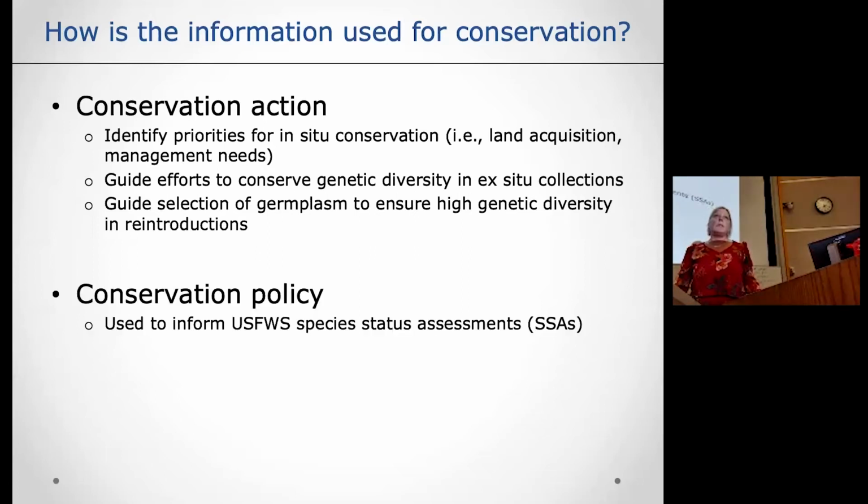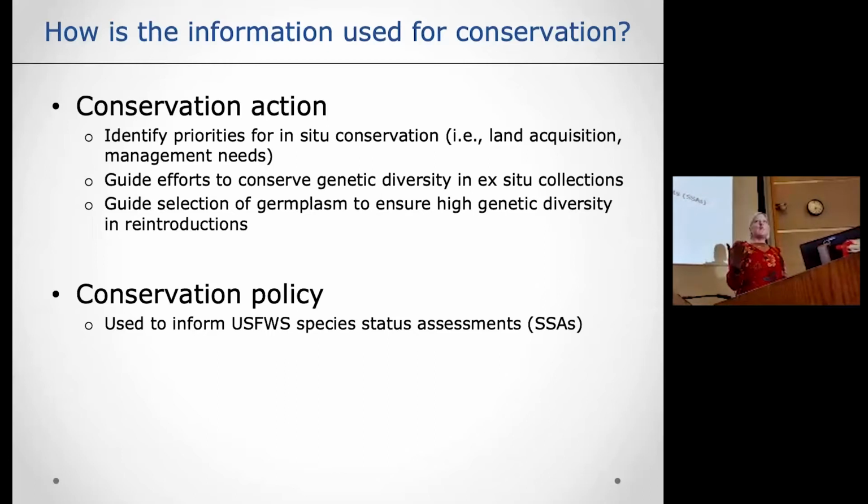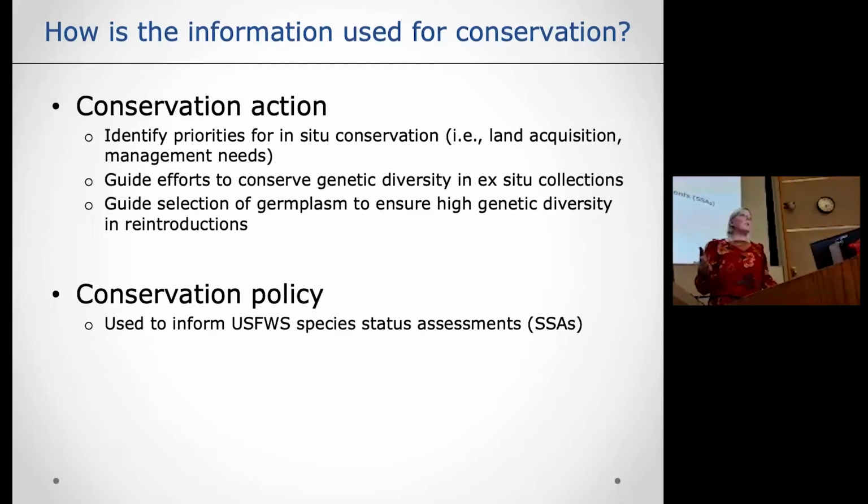Another thing that we'll do is it's used for conservation policy. So we work a lot with the U.S. Fish and Wildlife Service, which is the agency that's managed with federal listing and making decisions about whether things are ready to be uplisted or downlisted. For example, there's a thing called the species status assessment, and a lot of our information will be used in those, and it's kind of a state of knowledge about a species.